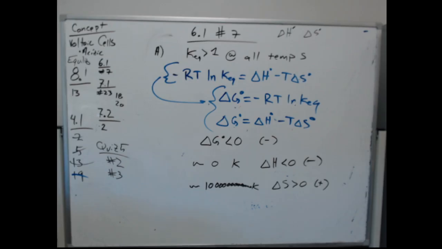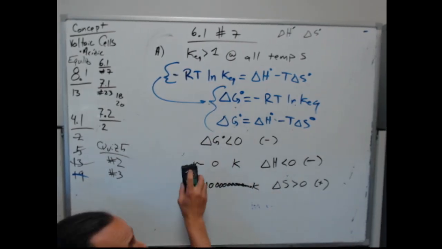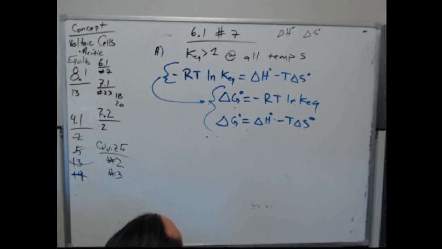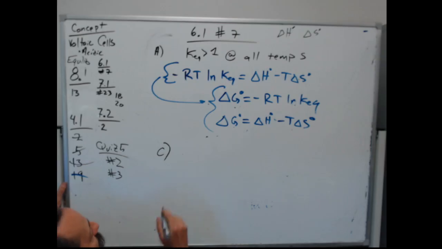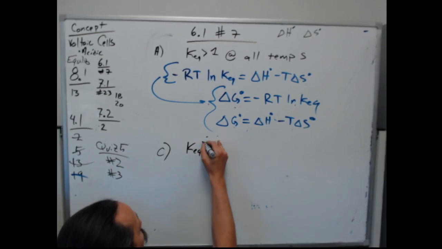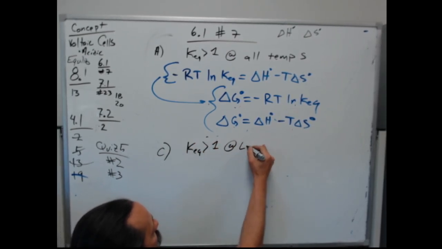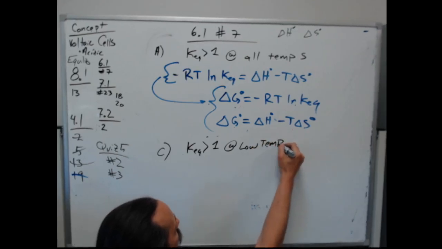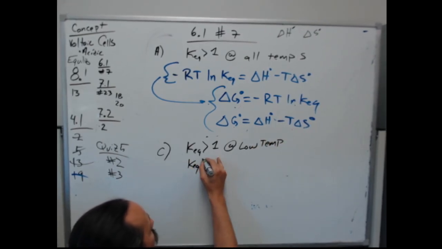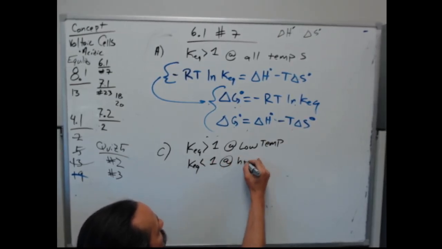I'll let you pick. Do you want to do B, C, or D? C, sure. Let's try C. Okay, so I'm going to erase this part down here because this is what we're going to redo. I'm going to leave that bit in blue. We're going to do C. So for C, we have KEQ is greater than 1 at low temp. KEQ is less than 1 at high temp.